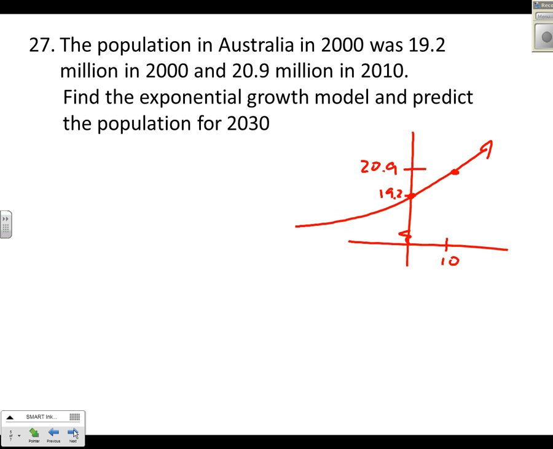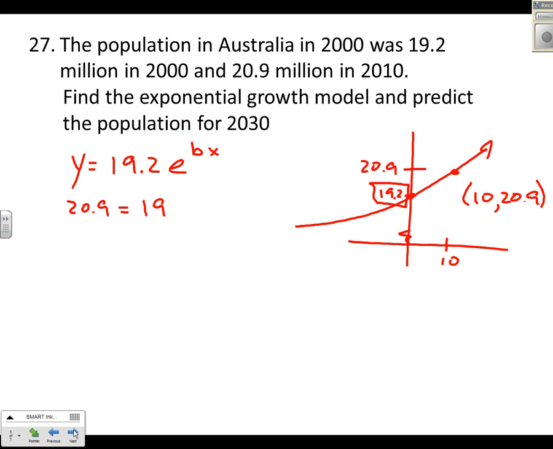So same exact thing. Our initial amount is 19.2 million. So our y equals our initial amount, 19.2 times e to the bx if we use the previous one. Some people use k for that pretty frequently. But now I've got another ordered pair here. I'll get it right this time. (10, 20.9 million). And I can say y is 20.9 when x is 10.